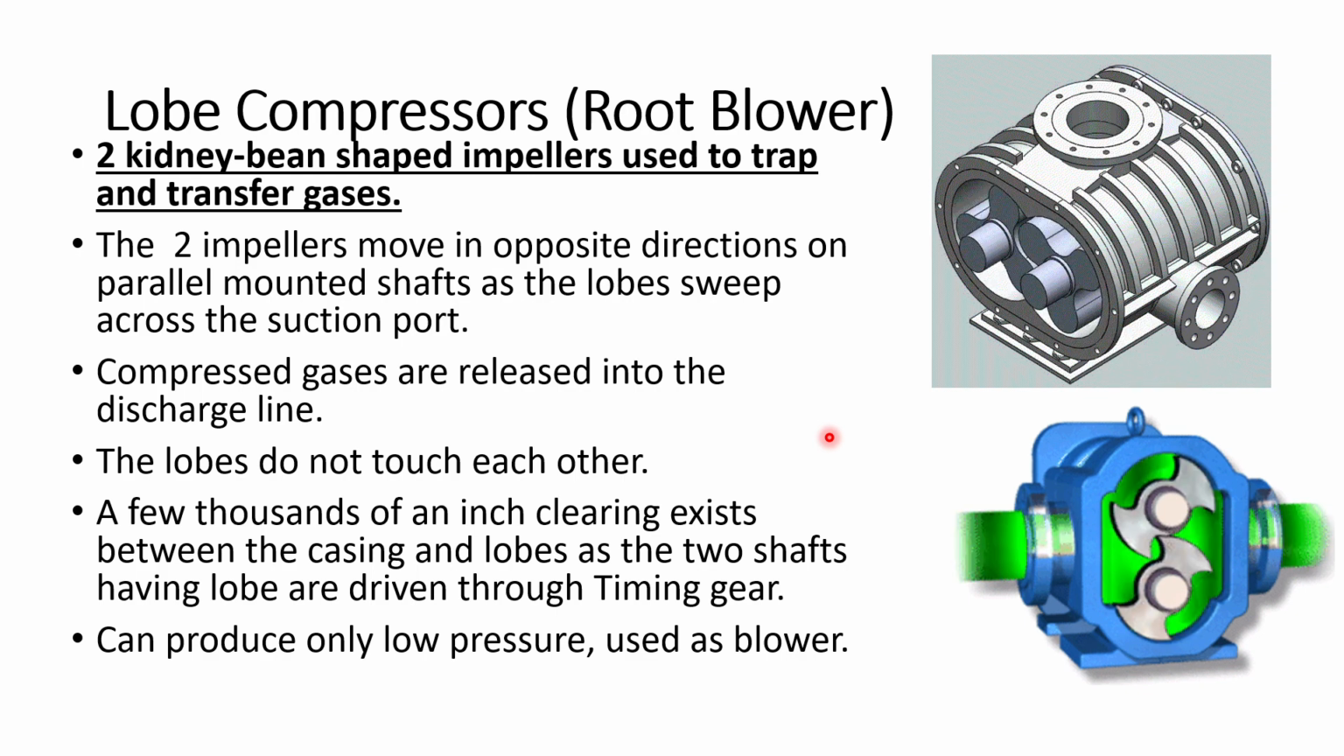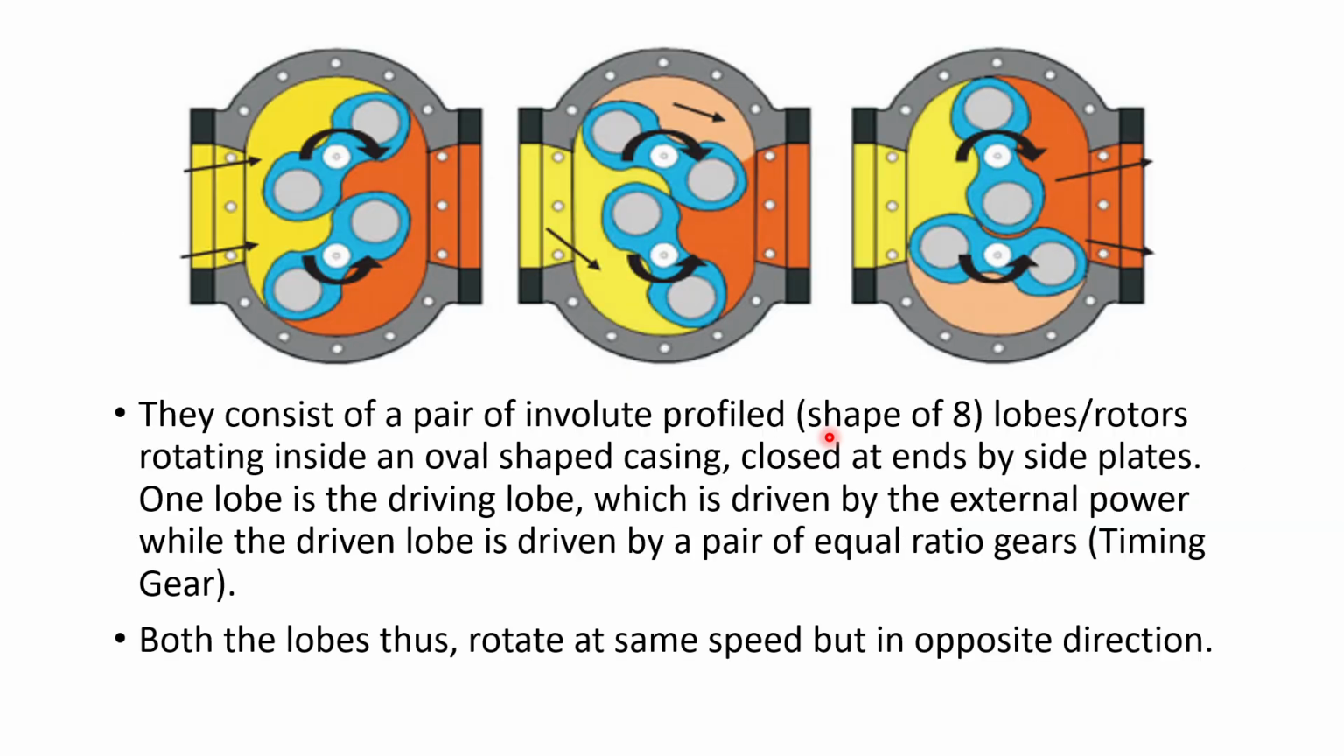This can produce low pressure and be used as a blower. If we see here, it contains a pair of involute profiles, in the shape of an 8. You see, this is forming a shape of 8, and that is the lobe or rotor. They are rotating in the oval space. This inside space, the housing, is an oval space closed at the ends by the side plate.